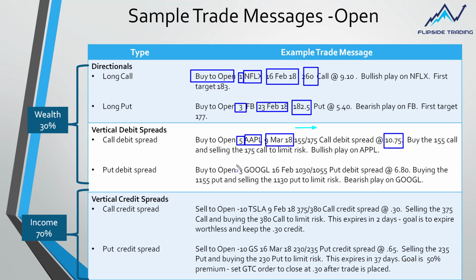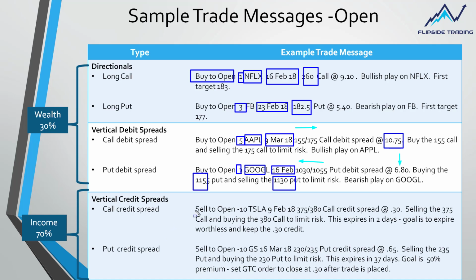Buy it to open. Again, number of contracts, symbol, expiration series. Hey, it's at 1055. We want to go down to 1030, right? But we want to go ahead and buy that for about 680. But we go ahead and decipher that for you. We're going to buy the 1155 put, and we're going to sell the 1130 to limit risk. Okay? Bearish play on Google. Step-by-step cookbook instructions.